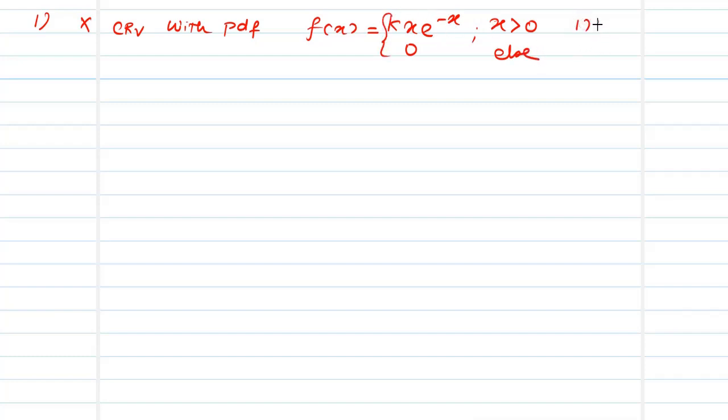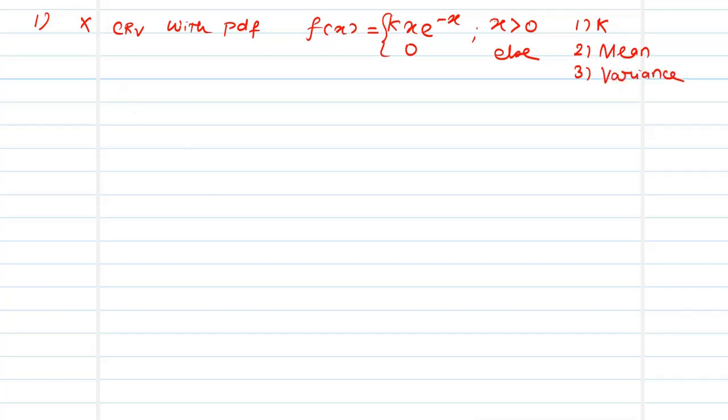The problem is, let X be a continuous random variable with PDF given by f of x is equal to kx e power minus x, which is valid for x greater than 0, and it is 0 elsewhere. The problem is to find, question number 1, the value of k, number 2, the value of the mean, and number 3, the value of the variance.